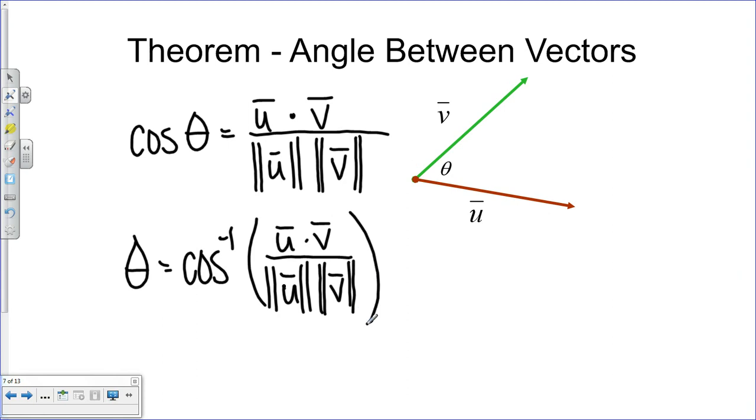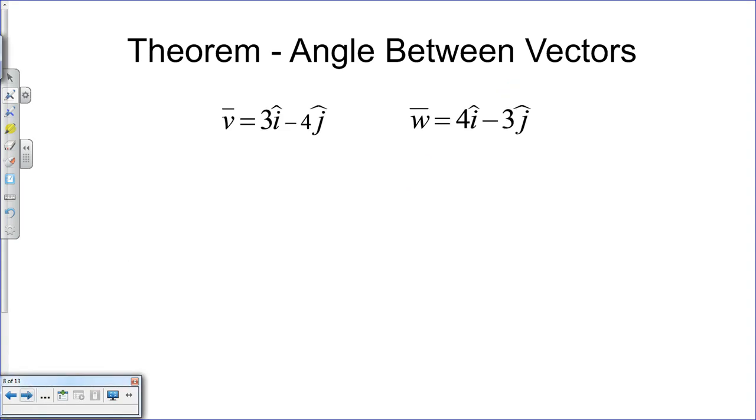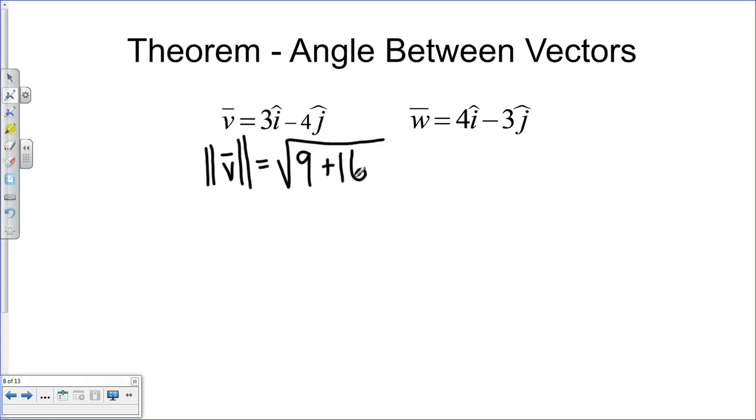And that will find the angle between the two vectors. Now let's go ahead and find the angle between these two vectors. Now I have set these vectors up so they're pretty nice. If we find the magnitude of v, remember the magnitude is really just an application of Pythagorean's theorem. That's going to be the square root of 3 squared plus negative 4 squared. So you should be noticing that this is equal to the square root of 25, which is 5.